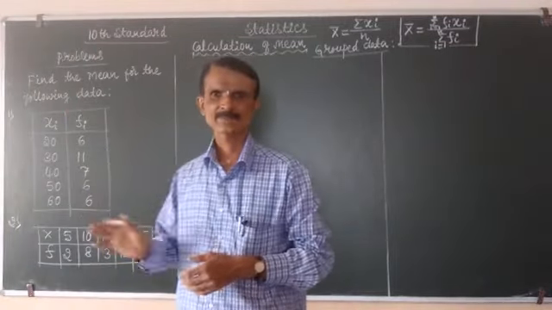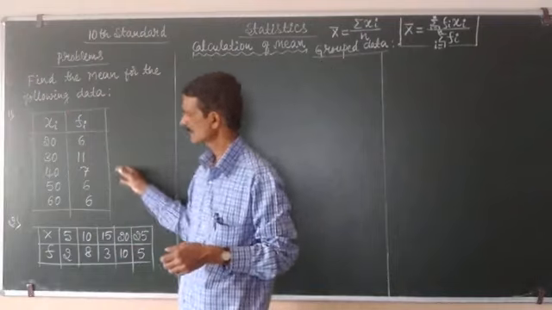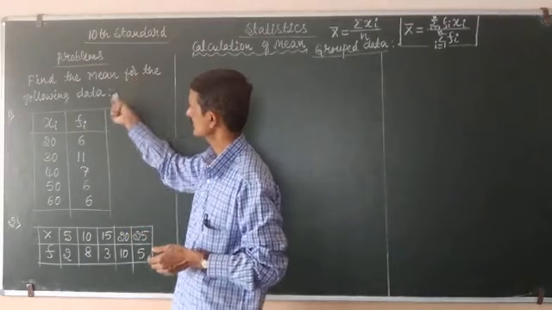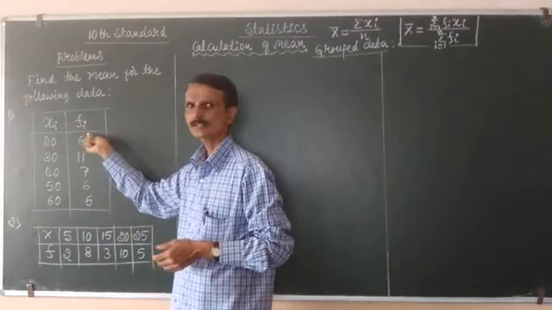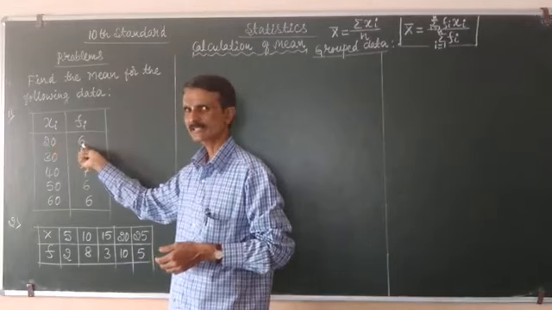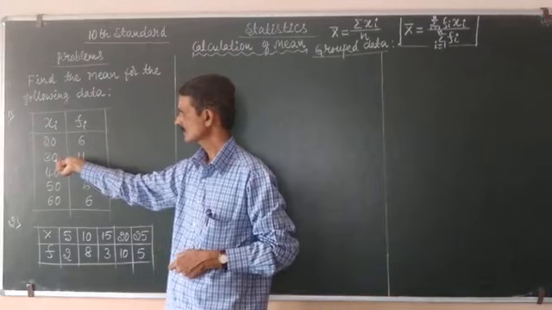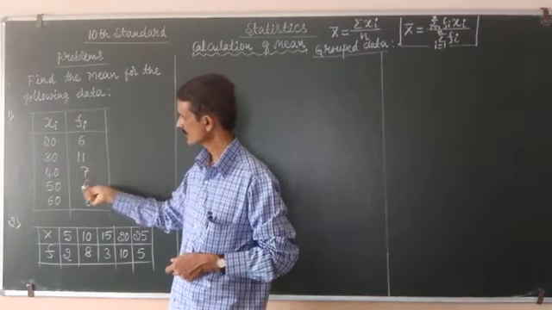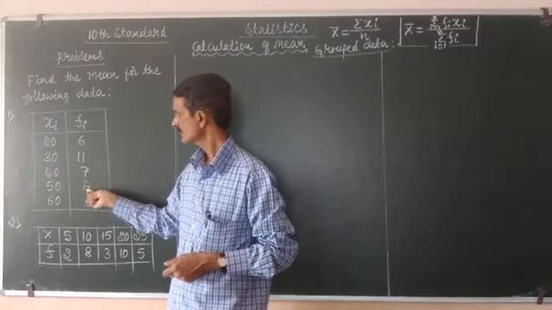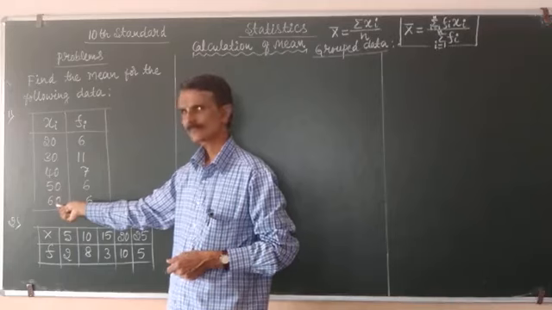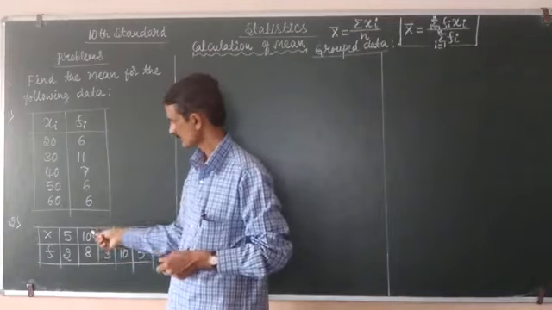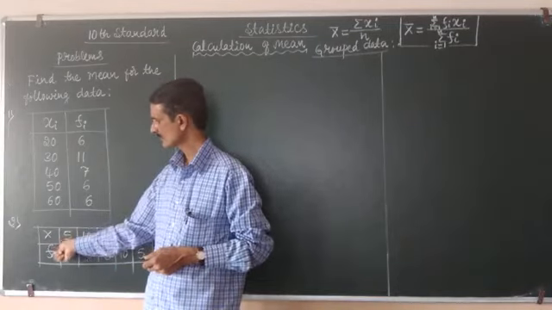Now students, similarly there are two problems I have given for you to do at home. Find the mean for the following data. So xi, fi. xi 20, its frequency is 6. For xi that is 430, its frequency is 11. For 440, frequency is 7. For 450, frequency is 6. For 460, frequency is 6. Similarly, in the next problem, they have given x and f.